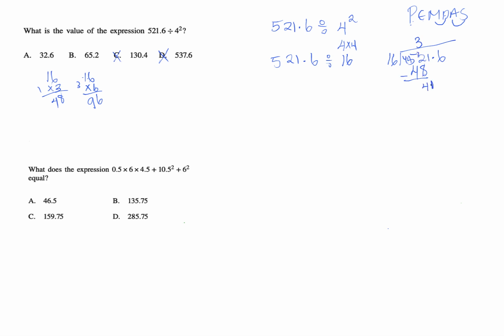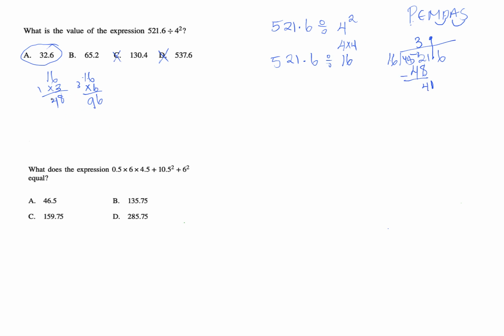Bring down the 1. Now this decimal point goes up right here, and I have to go 16 into 41, but notice I get a 3. So A has an answer of 32.6 and B has an answer of 65.2. Now because I get a 3, my answer is A. But there's some people who don't trust that. So if you keep going, you got your 3, you got your 41.